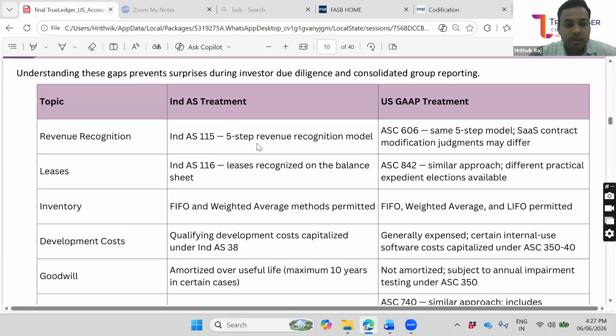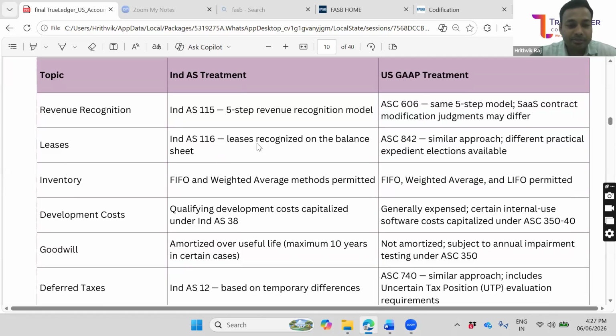In India, what are the methods allowed for inventory? The FIFO method and the weighted average method are permitted here. Both FIFO and weighted average are permitted in US GAAP as well. But there is also the LIFO method, that is last in first out, which is also permitted in certain cases.